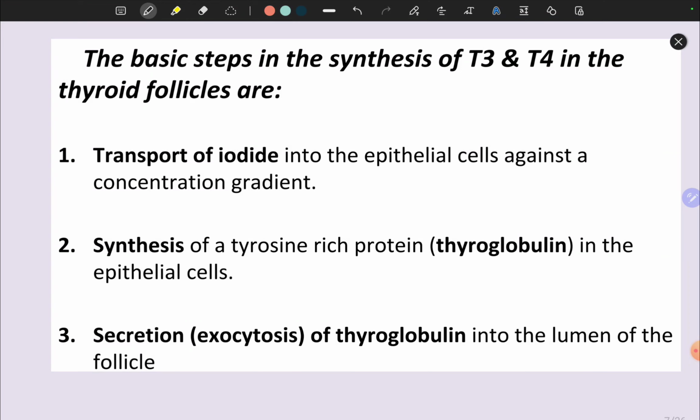So the transport: first we need to transport iodine to the follicular cell. This is the first step.